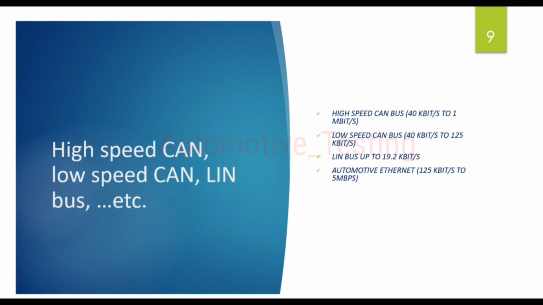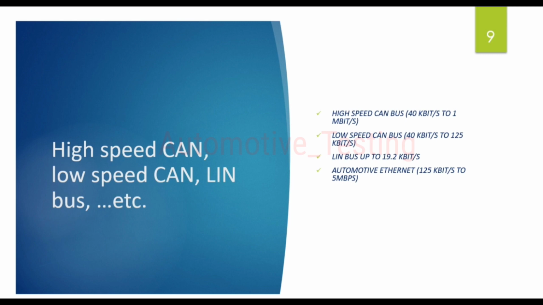So the second generation of CAN is referred to as CAN FD, CAN with flexible data rate. And the second is low speed CAN bus. It has a speed of 40 kilobits per second to 125 kilobits per second. So low speed means it allows the CAN bus communication to continue even if there is a fault on one of the two wires.